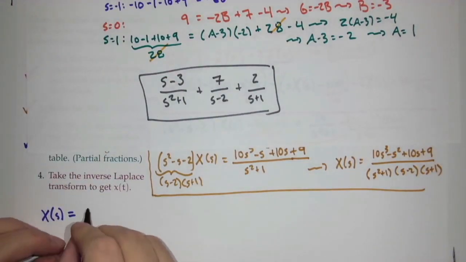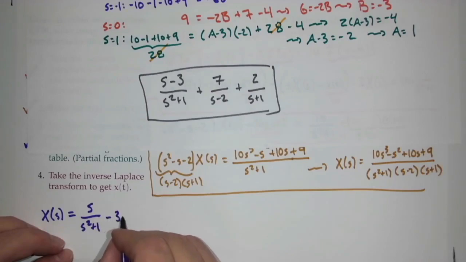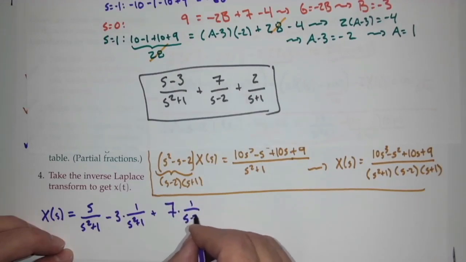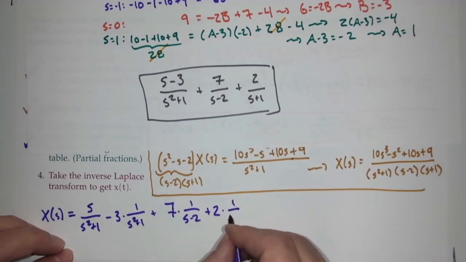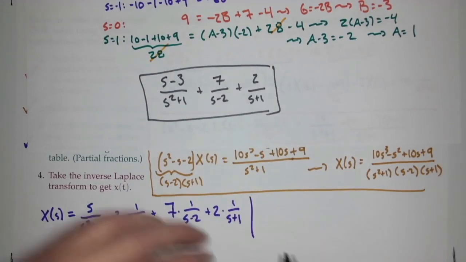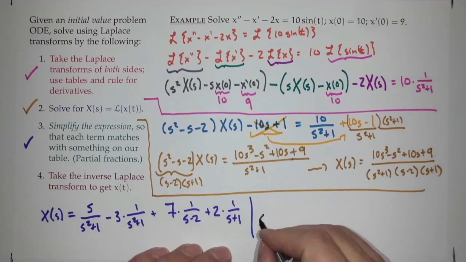So we're going to have this as s over s squared plus 1 minus 3, I'll just pull out the constants, 1 over s squared plus 1, plus 7 times 1 over s minus 2, plus 2 times 1 over s plus 1. Okay, that's X of s. Now we come to step 4. Take the inverse Laplace transform. So this is where we get to use our table. Well, we've already been using our table. The inverse Laplace transform of X of s is x of t.